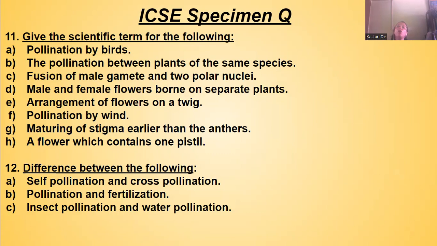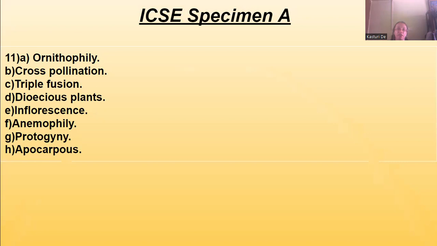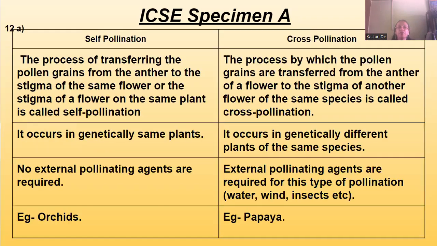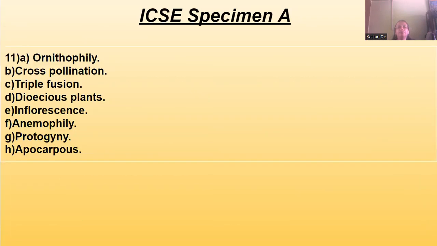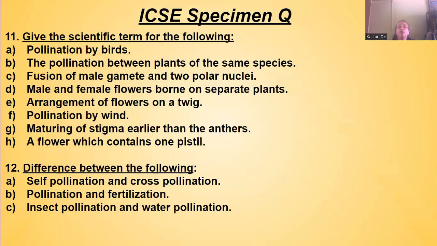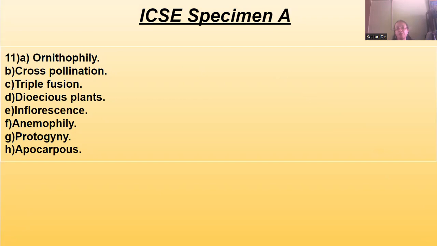The maturing of stigma earlier than the anthers is protogyny. Gynoecium maturing first, gyne, and proto means earlier. So earlier maturing of the gynoecium is protogyny. Clear? Then a flower which contains one pistil, that is monocarpellary.